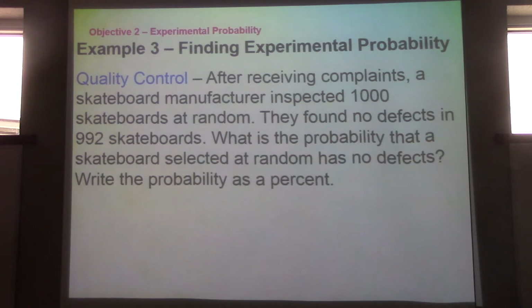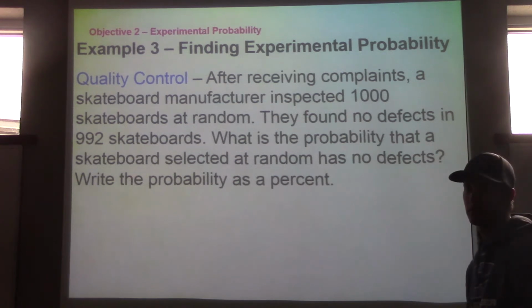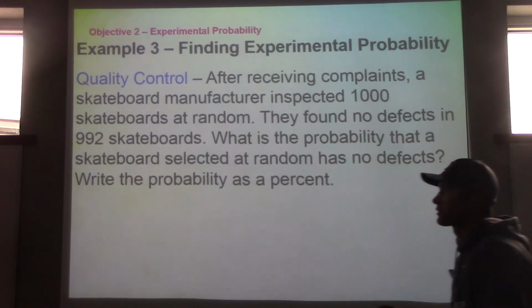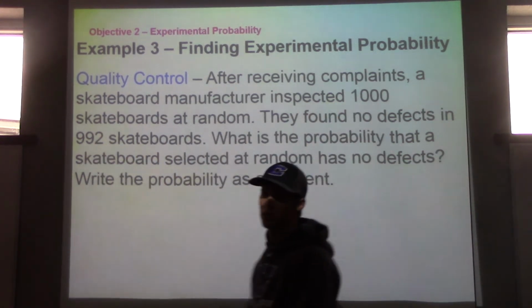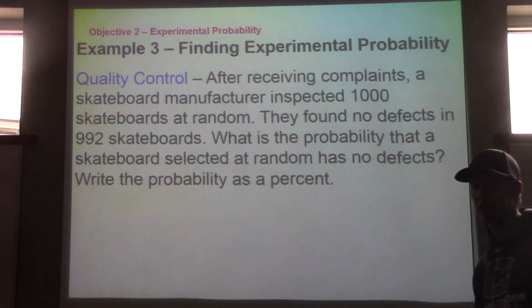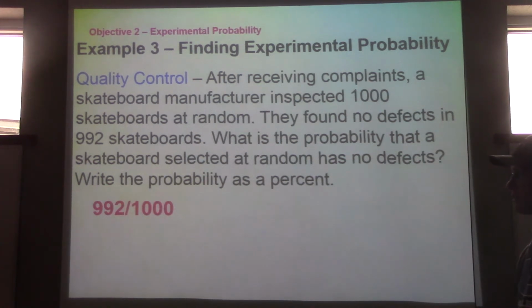Last example about this. This is one that you may get. So after receiving complaints that the skateboards were breaking, they wanted to test it. So they inspected 1,000 of these skateboards. They found no defects in 992. All right? What is the probability that the skateboard selected at random has no defects? Well, there's 1,000 total skateboards that we checked. 992 don't have any defects, so it's 992 out of 1,000.